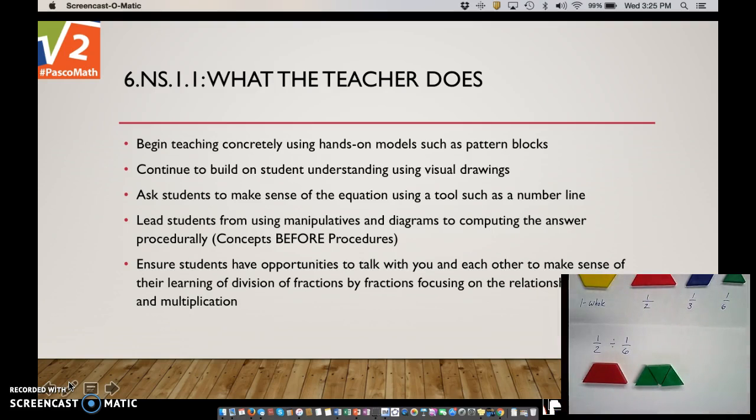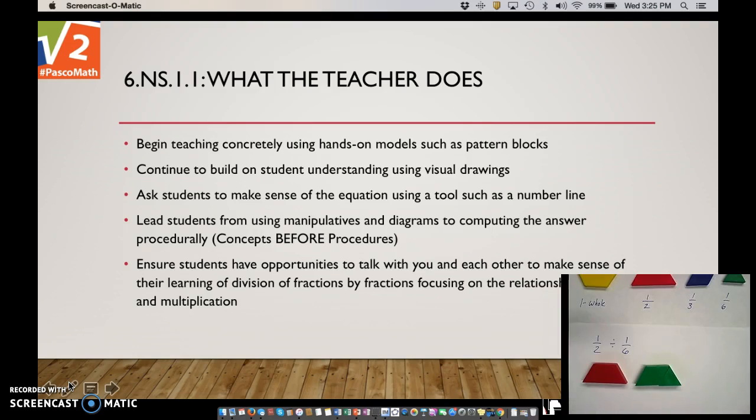Some students might want to just recreate the figure on the side. That's appropriate too and okay. It just depends on where your students are at or how they want to represent it visually. So that's one way you can use pattern blocks to help students concretely understand division of fractions by fractions.